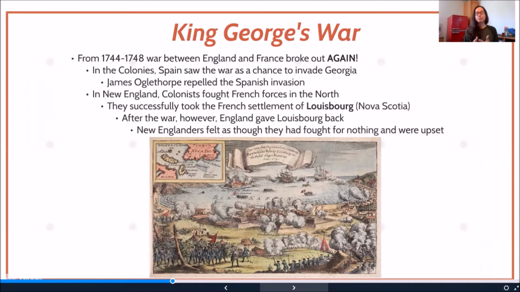In the colonies, Spain saw the war as a chance to invade Georgia. James Oglethorpe repelled the Spanish invasion. In New England, the colonists fought French forces in the north. And after they successfully took the French settlement of Louisbourg, which is Nova Scotia, England, however, gave Louisbourg back. And the New Englanders felt as though they had fought for nothing, and they became quite upset, as you can imagine.